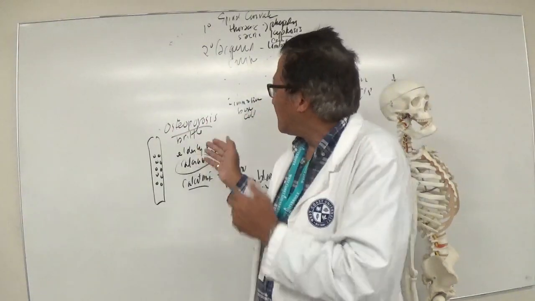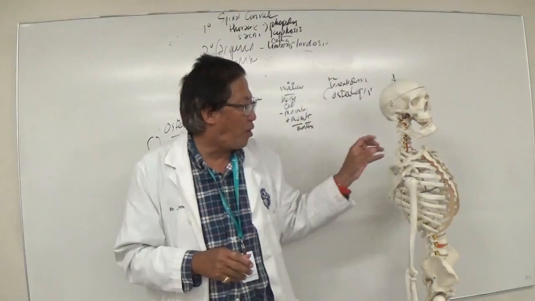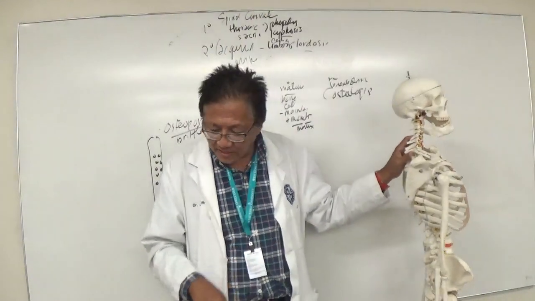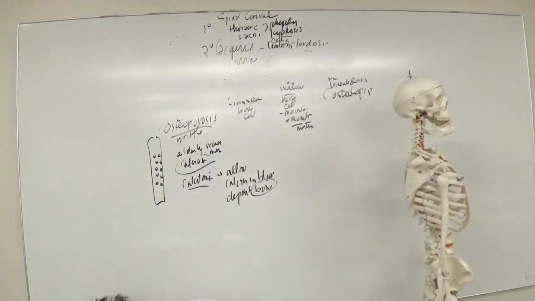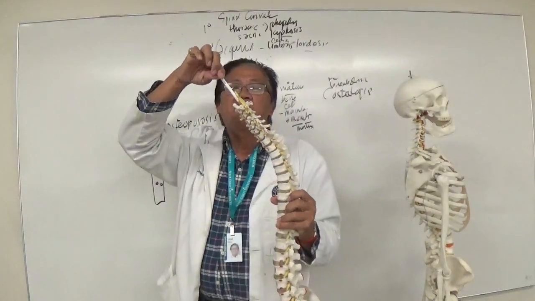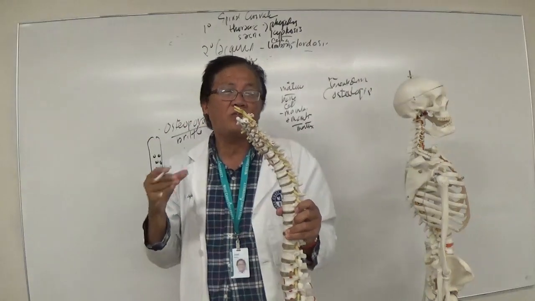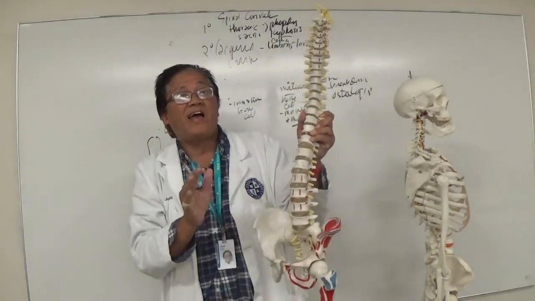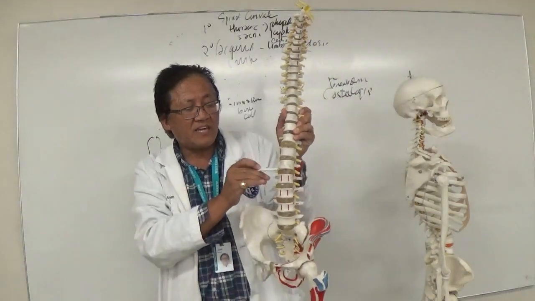Now, we're talking about the spine, right? The spine is important for another reason, in that it protects what? The spinal cord, right? You see this yellow thing inside? What is that called? Spinal cord. The spinal cord is a continuation of the brain. It passes through the foramen magnum at the base of the occipital bone, and it ends at the level of L1 and L2, remember? L5, 4, 3, 2, 1, it ends here.